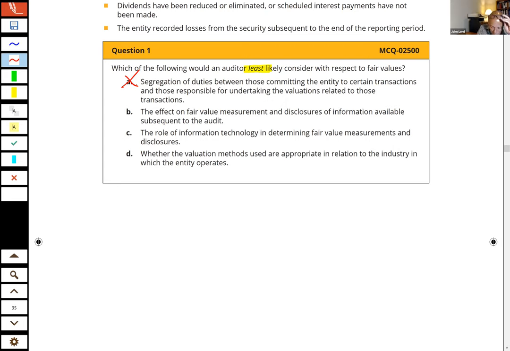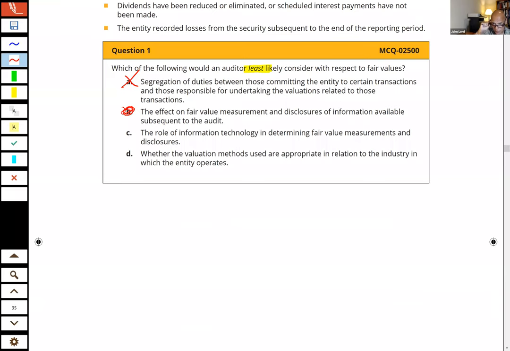So no, you're not going to look at things after the audit, subsequent to the audit. When the audit's over, it's over. You don't sit there and keep looking, oh, I wonder what happened to those investments. Maybe you might have a morbid curiosity about it, but it's not something you're likely to do. Okay, the role of information technology, absolutely.